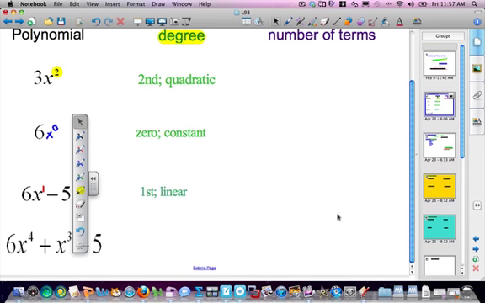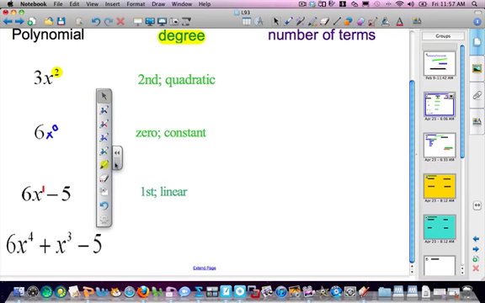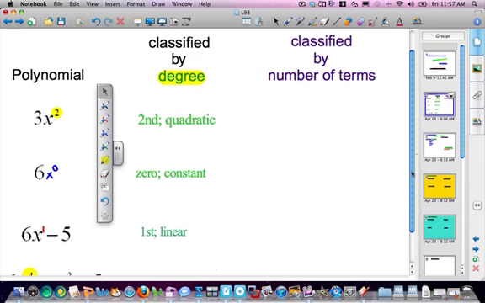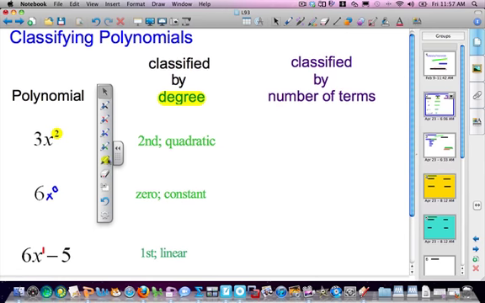Our last example has three terms, and the greatest degree is 4. So this polynomial has a degree of 4. We would say it's a fourth degree polynomial that has three terms. Which brings me to my next way of classifying polynomials, and that is by the number of terms. Remember, terms are parts that are being added in a problem.